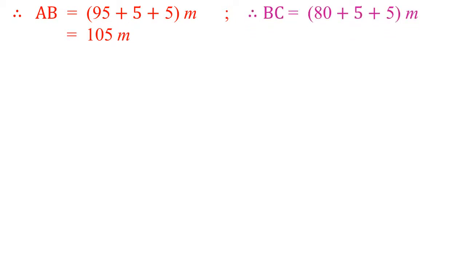Then find the outer rectangle breadth. Therefore, BC equals inner rectangle breadth 80 meter plus path width 5 meter plus 5 meter. We have to add: 80 plus 5 is 85, 85 plus 5 is 90 meter. We get the outer rectangle breadth 90 meter.